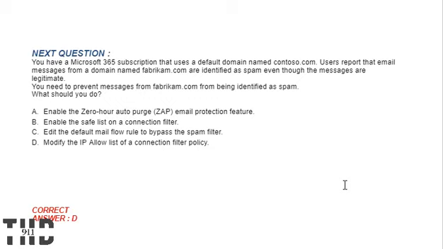What should you do? Option A, enable the zero-hour auto purge email protection feature. Option B: enable the safe list on the connection filter. Option C: edit the default mail flow rule to bypass the spam filter. Option D: modify the allow list of the connection filter policy. The correct answer is option D.